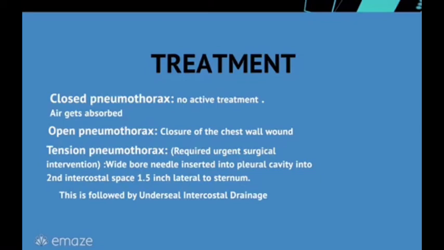The last one, tension pneumothorax, requires urgent surgical intervention. A wide bore needle is inserted into the pleural cavity in the second intercostal space, 1.5 inch lateral to the sternum. This is followed by underwater seal intercostal drainage.